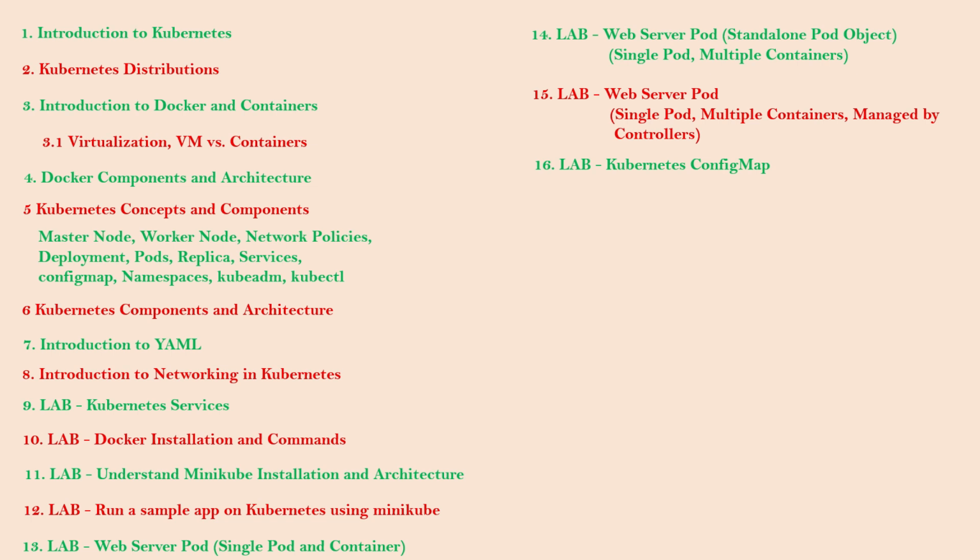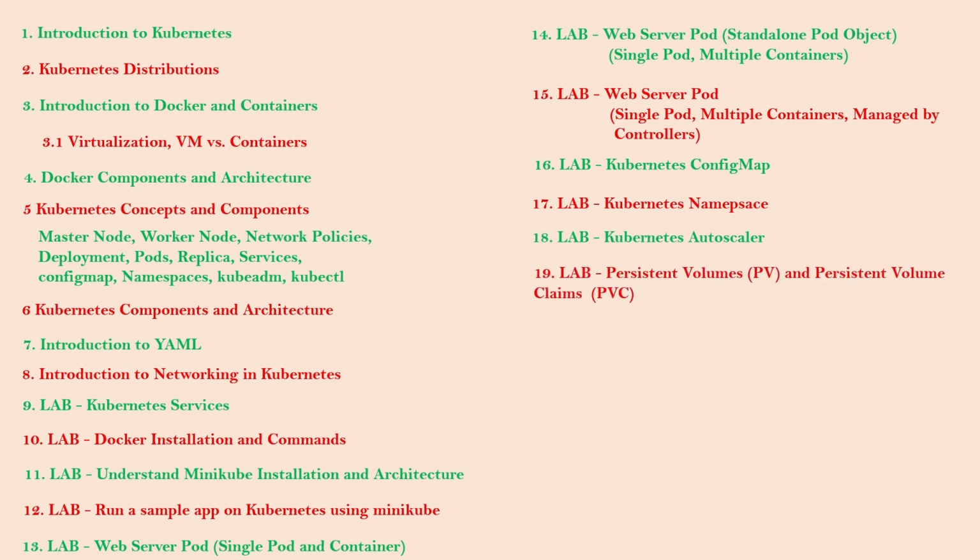What is the concept of all the commands and the different options that we pass in the command, and what is the meaning of the configurations that we are doing in the lab exercises. Then we will do the exercise of Kubernetes namespaces. Then we will understand the Kubernetes autoscaler, how we can scale up or scale down the environment with the help of autoscalers in Kubernetes. Then we are going to learn about persistent volume and persistent volume claim (PVC) configurations.